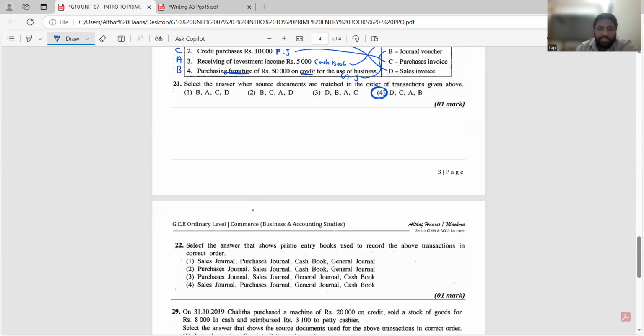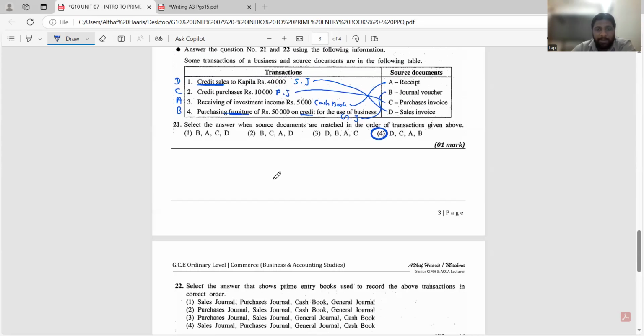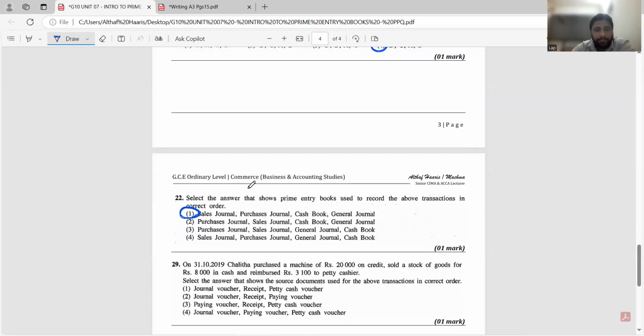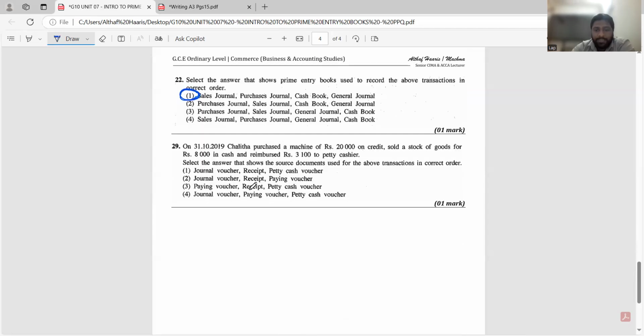Select the answer that shows the prime entry book used to record the above transaction. Since we already wrote it, it is very simple for us. Sales journal, purchase journal, cash book, general journal. It is there in the first option. The last question.